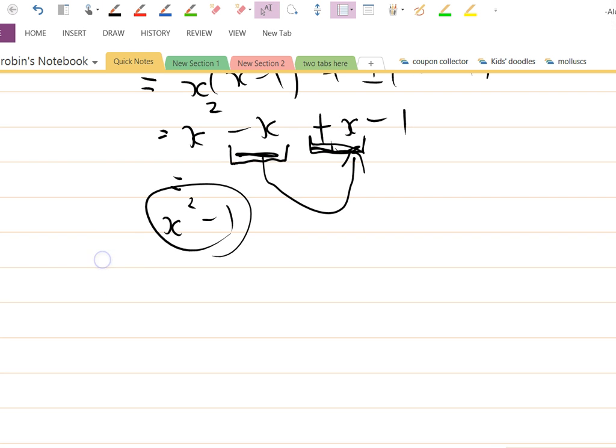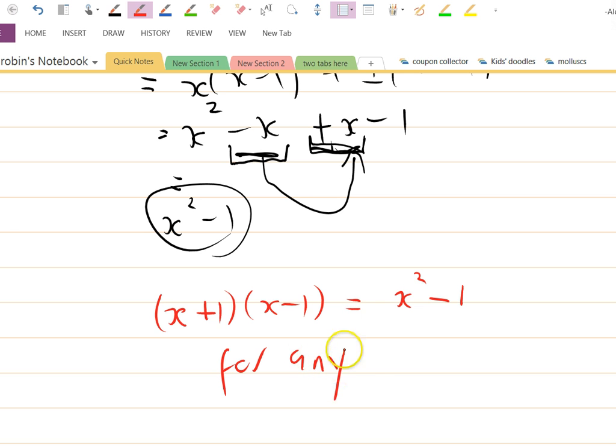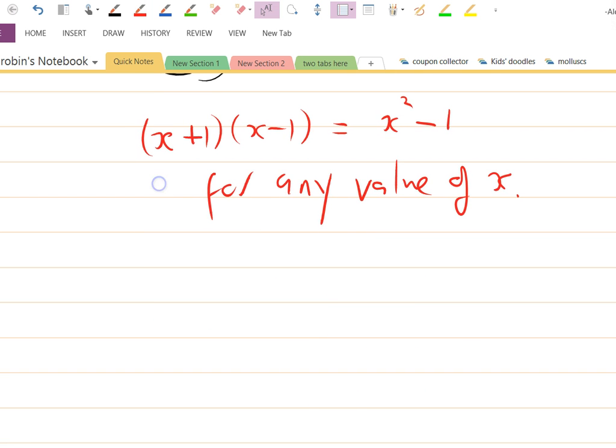Crucial identity. It's so important, I'm going to write it in a different colour. x plus 1, x minus 1 equals x squared minus 1 for any, this is how important it is, value of x. Okay? Super important. I'm going to verify that that works for a value of x. What value of x am I going to choose? Something really complicated? 194.6? Well, I could, but no. I'm going to start with 0 because that's the simplest one.